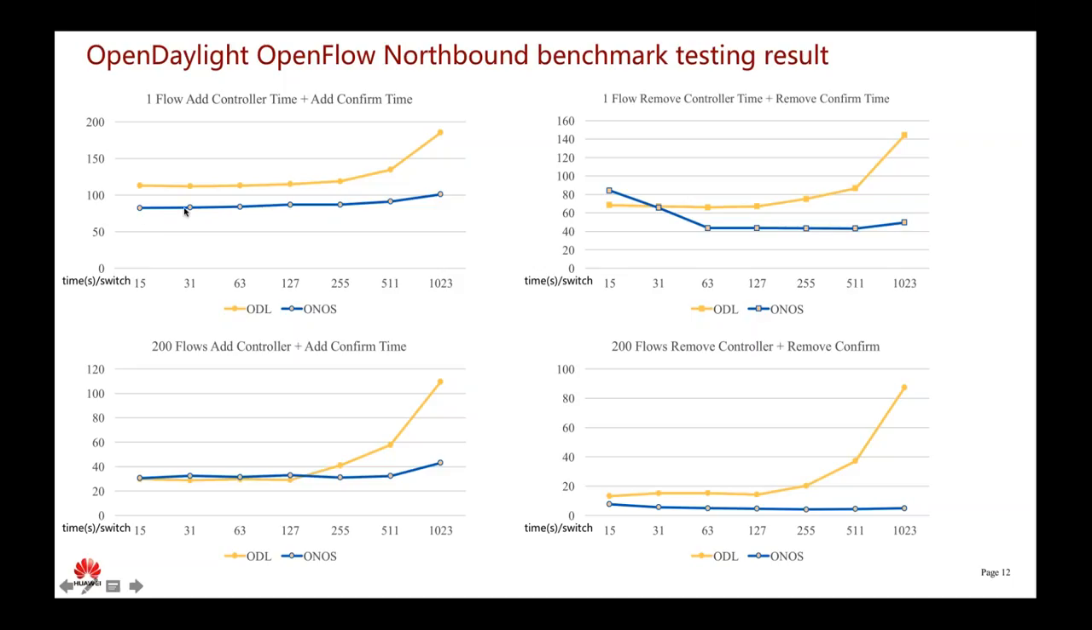As you can see, in general ONOS is doing better, especially when the switch number goes up, ODL's time rises pretty sharply. We verified that with their updated version of the report, and the data trend is basically the same. We can talk more about that later.